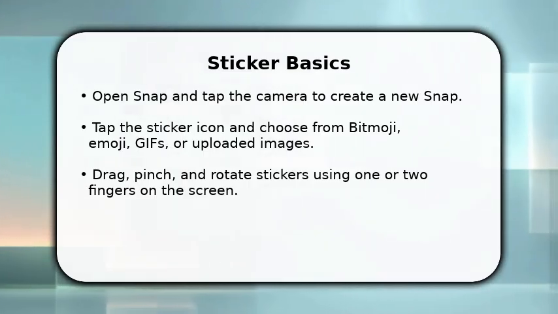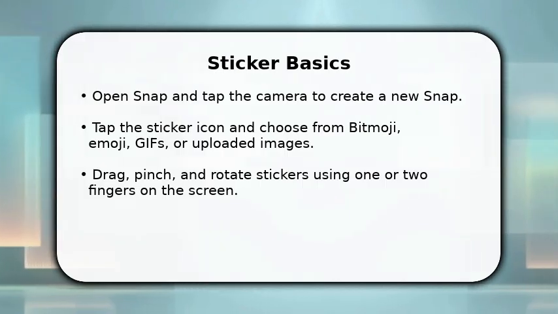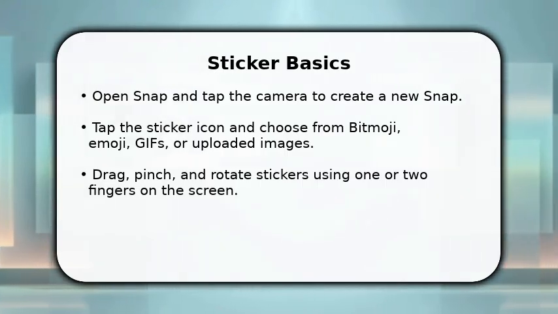Drag a sticker onto the snap and place it with one finger. Use a second finger to pinch and rotate a sticker for sizing. Tap and hold to layer stickers behind or in front of text.